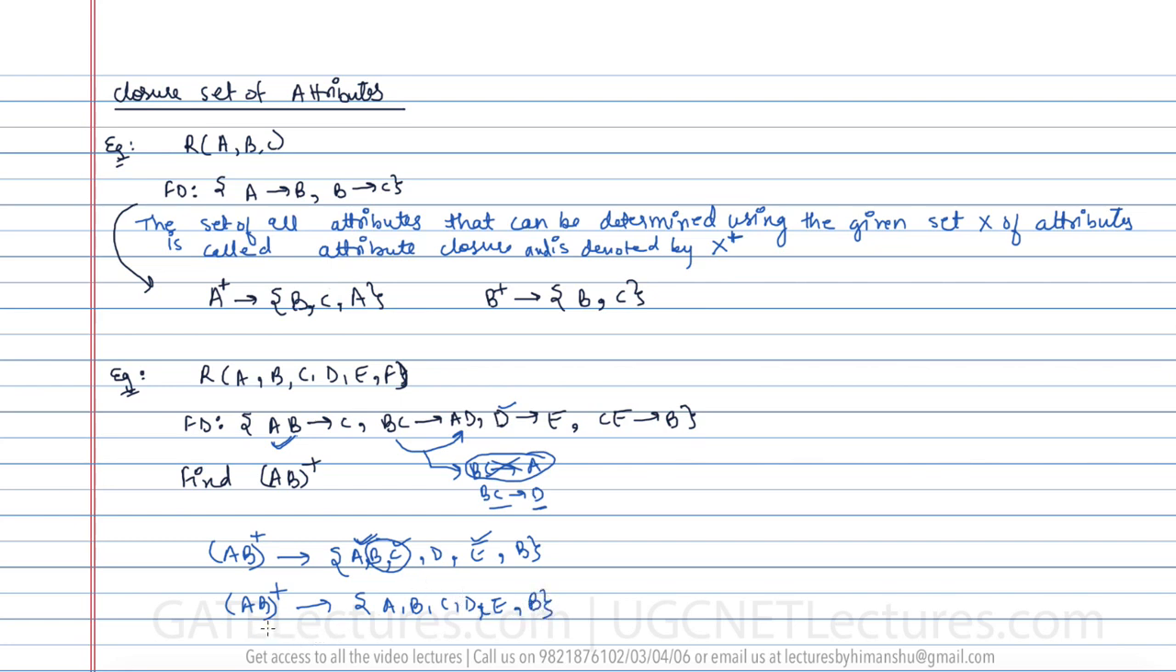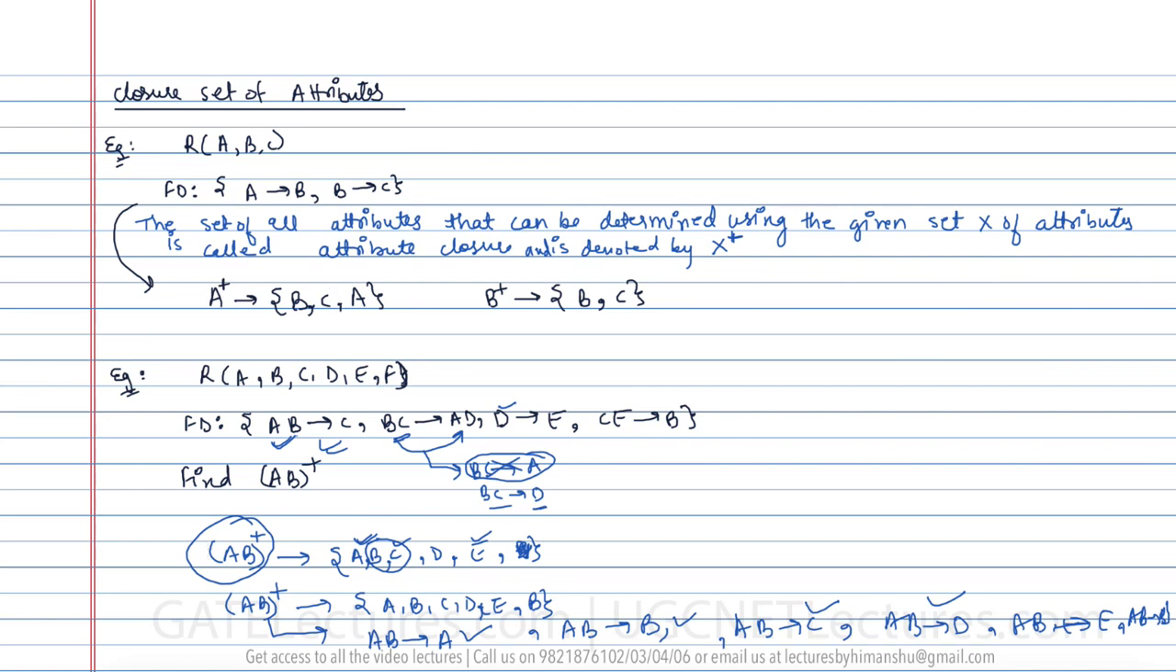And what does it mean? It means AB can determine A, that holds. AB can determine B, that also holds because it is trivial. AB can determine C, that also holds from the above functional dependencies. AB can determine D, that also holds from the above functional dependencies. AB can determine E as well as AB can determine B, but B is already there, so we already included it. So from AB closure, we get the attributes which we can determine with the help of AB, and we are going to write all those attributes here.